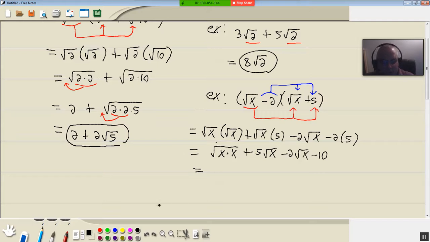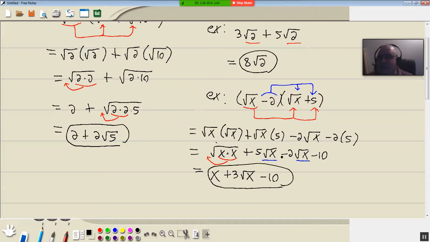Now remember, with square roots, we're looking for pairs of something. Here's a pair of x's, so they're going to come out as a single x. And over here we can add these radicals together. They're like items. If whatever follows the numbers are exactly the same, and you're adding or subtracting, then you can add or subtract the numbers, and whatever this is stays as is. 5 minus 2 is 3, and then the square root of x stays as is. And then I'll bring down the minus 10. And that's our answer.